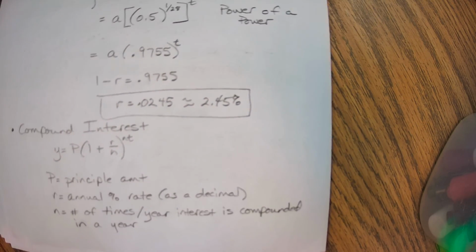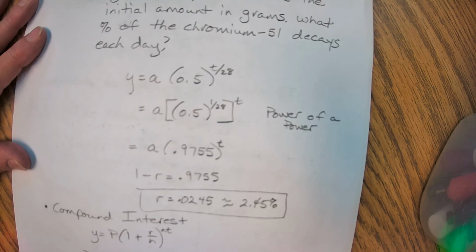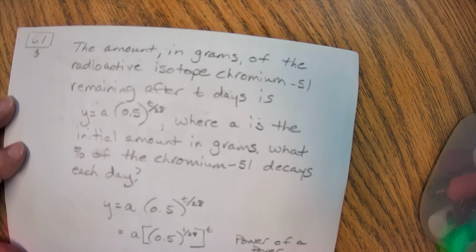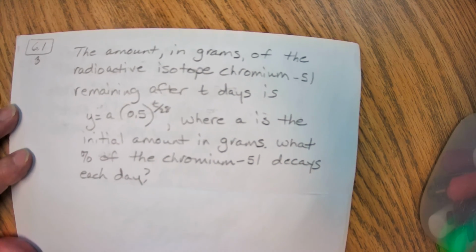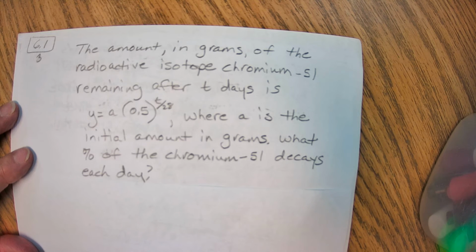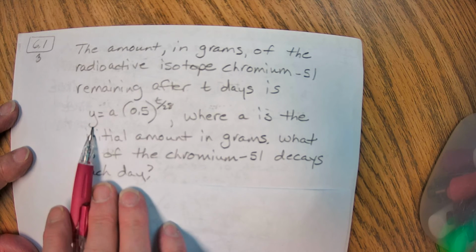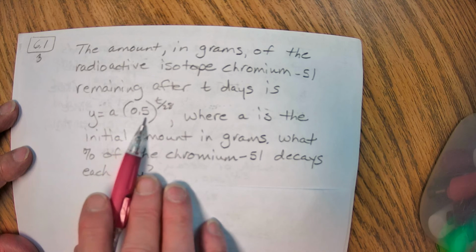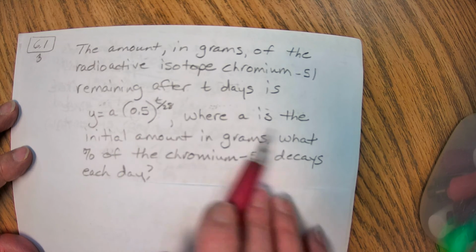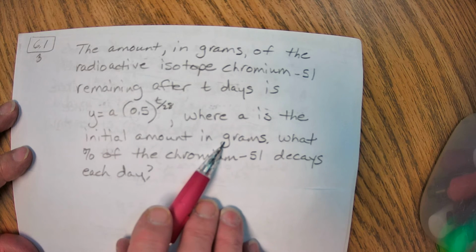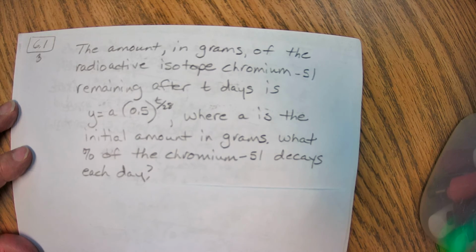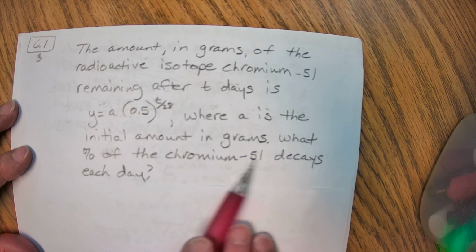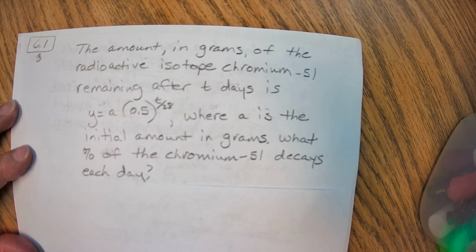All right, here's another common kind of problem you're going to find. The amount in grams of the radioactive isotope chromium-51 remaining after T days is modeled by the equation y equals A times 0.5 raised to the T over 28, where A is the initial amount in grams. What percentage of the chromium-51 decays each day?